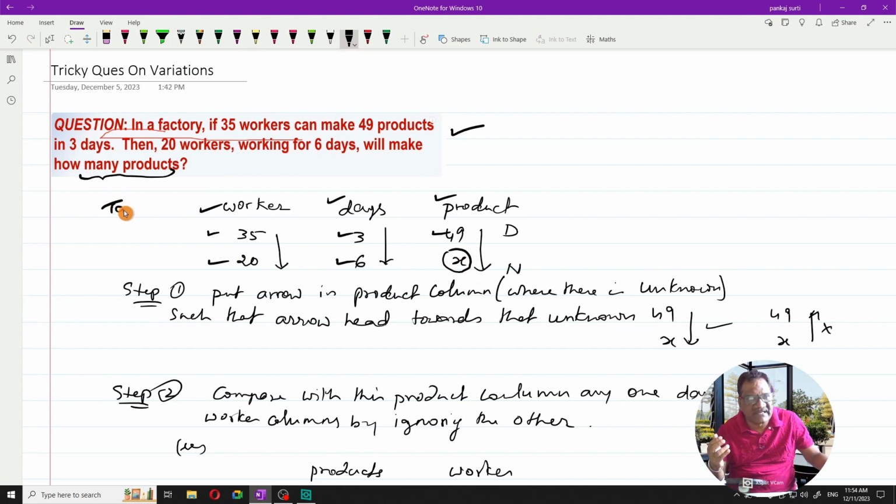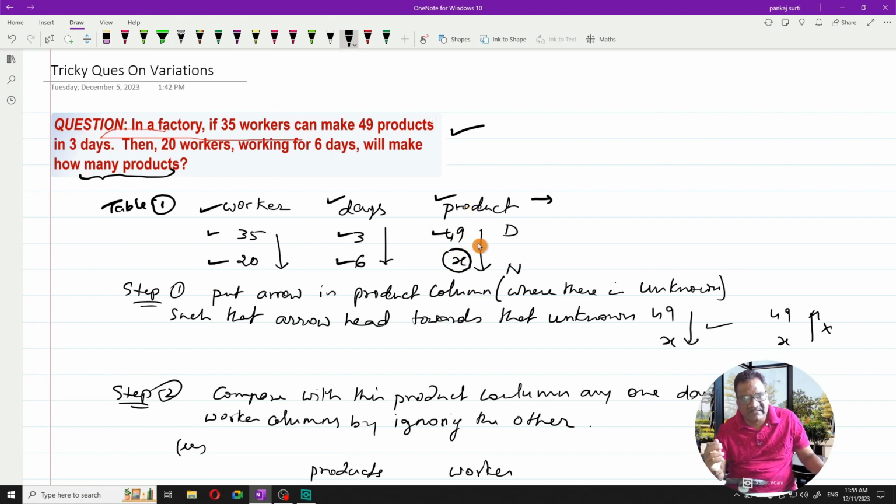So this was my table number one, which I had to prepare. Once the table is prepared, essentially you will have to put an arrow mark in the last column, and remember, always the last column should be the column in which there is an unknown. In these three quantities, workers, days, and product, the question has an unknown in the product column. So that column has to be always on the extreme right, on this side.